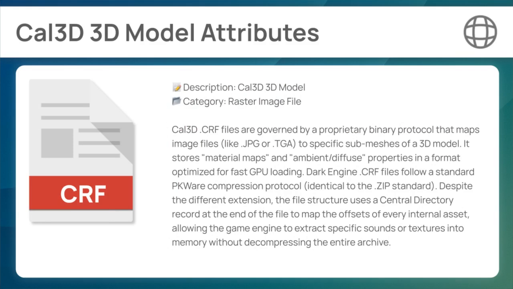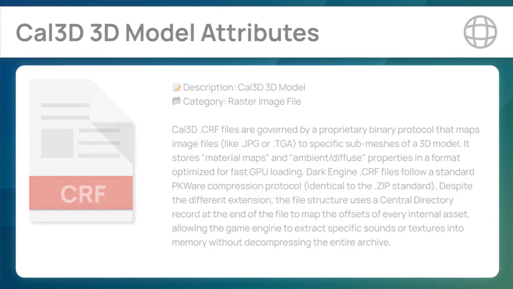Dark Engine .CRF files follow a standard PKWare compression protocol, identical to the zip standard. Despite the different extension, the file structure uses a central directory record at the end of the file to map the offsets of every internal asset, allowing the game engine to extract specific sounds or textures into memory without decompressing the entire archive.